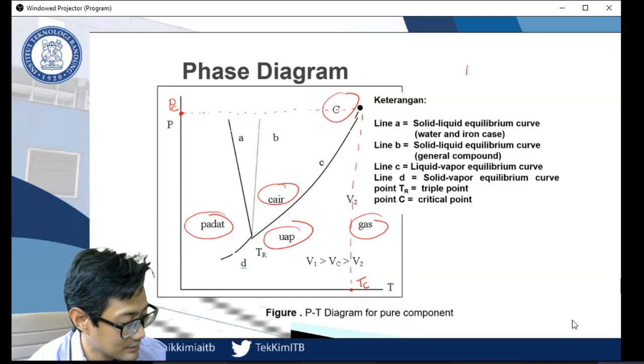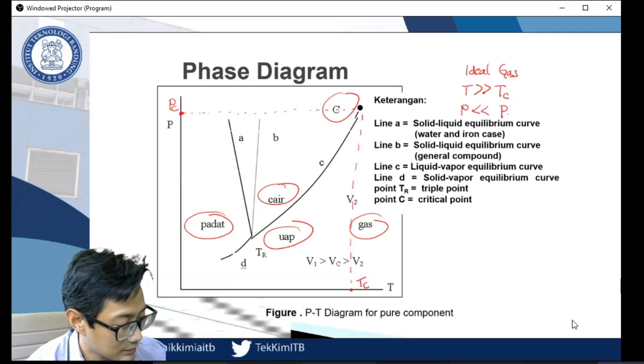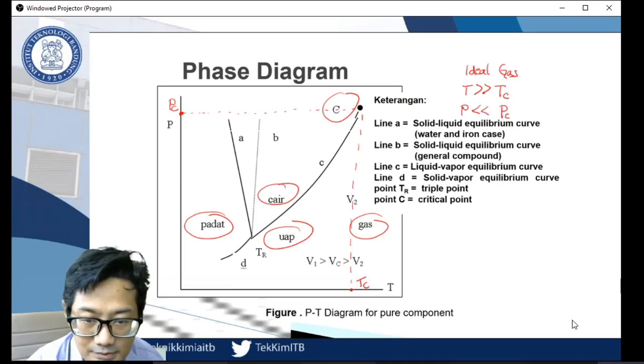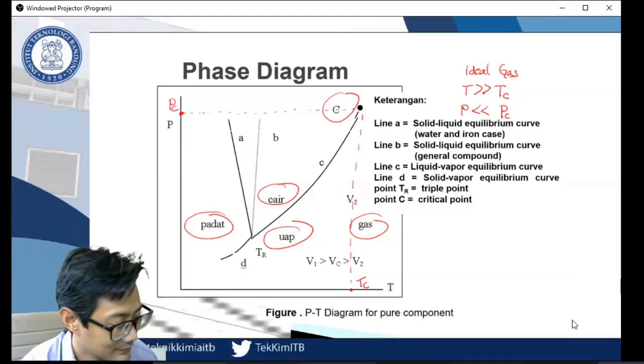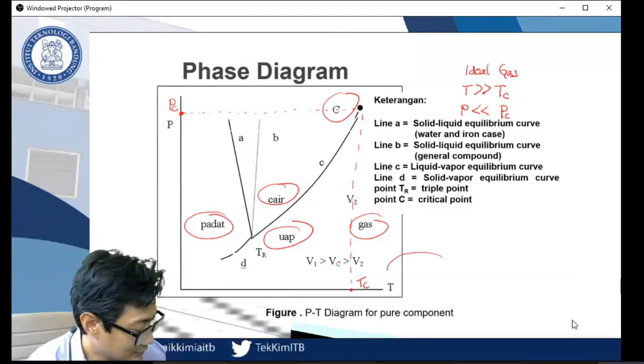Remember the ideal gas condition. Temperature is higher than critical temperature, while the pressure is much lower than critical pressure. Come on, can you help me? Where is the location of ideal gas? Bottom right. Yes, on the right, bottom right corner. Okay. This is the location of ideal gas.